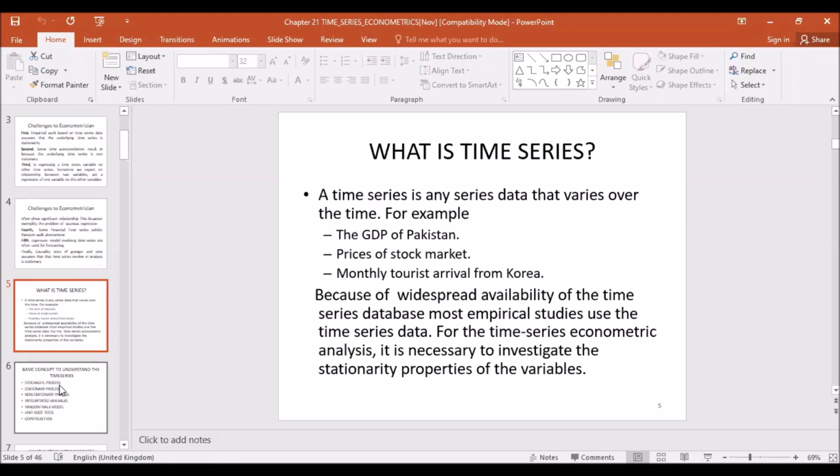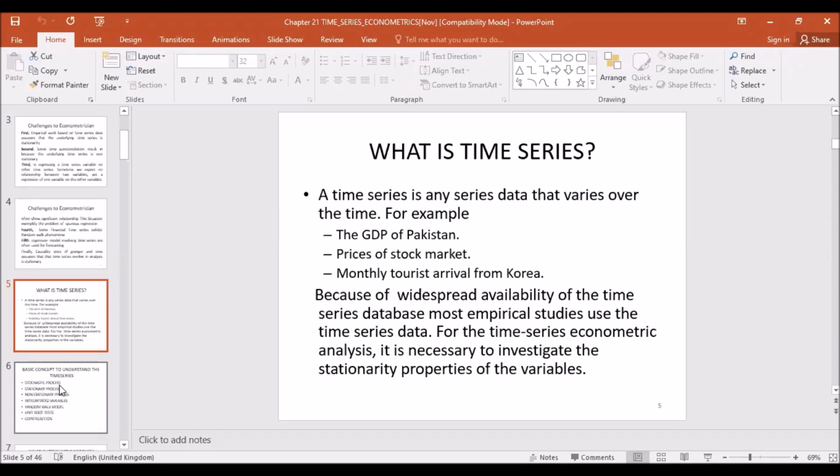So the monthly tourist arrivals from Korea to Pakistan, or from the rest of the world to Pakistan: in this you can see that your frequency is monthly. The price of stock market: in this, the frequency is daily. GDP of Pakistan: in this, the frequency is annual because that is collected on an annual basis.